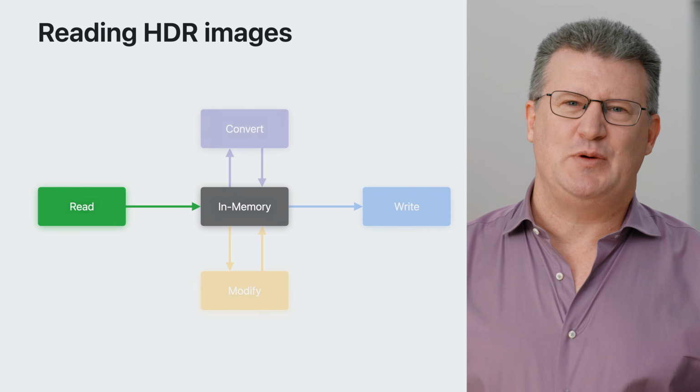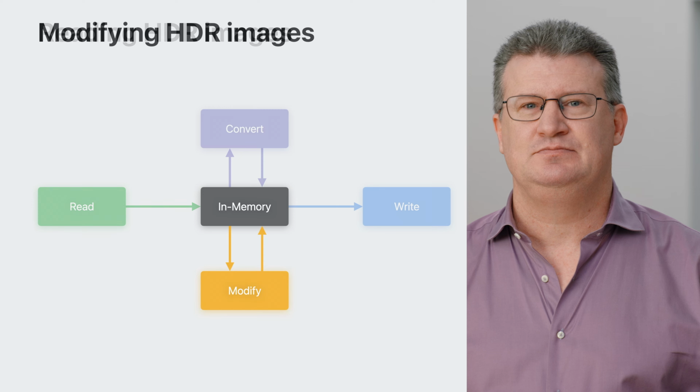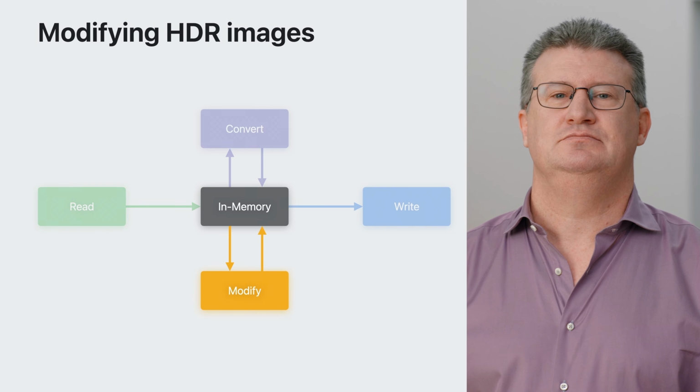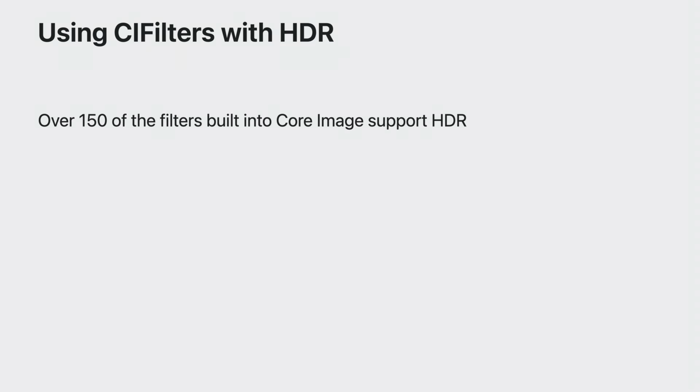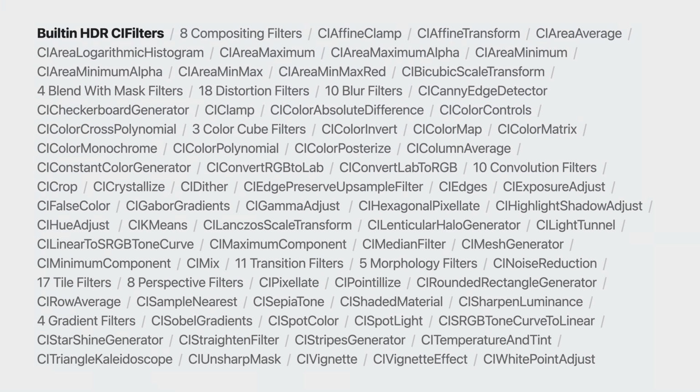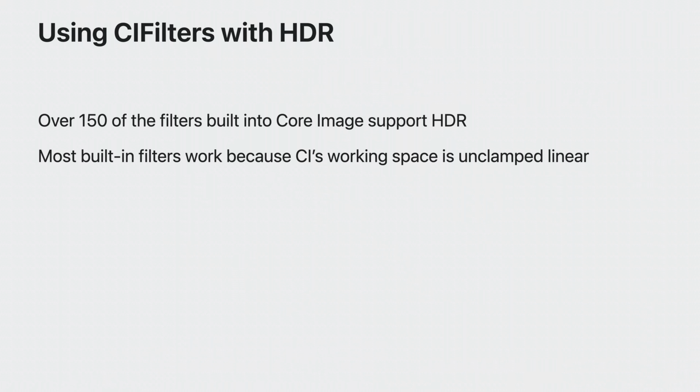That wraps up the various ways to read ISO HDR images. Next, let's discuss some recommendations for how to modify HDR images. CoreImage provides a powerful and flexible API for working with HDR images because it contains over 150 built-in filters that support HDR. All of these filters can either generate or process images that contain HDR content. All of these filters just work because the CoreImage working color space is unclamped and linear, which allows RGB values outside the 0 to 1 range.